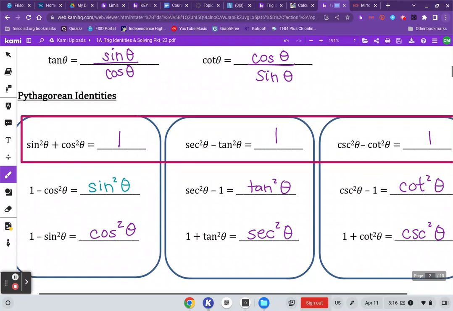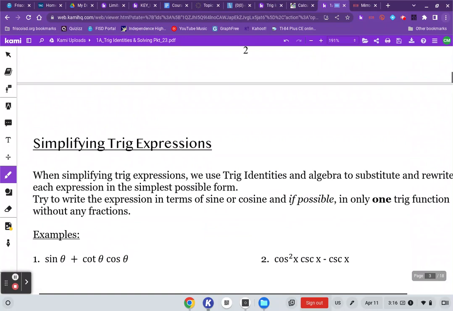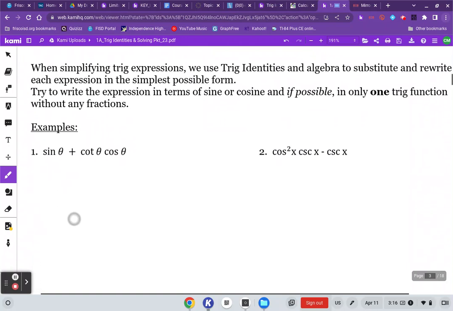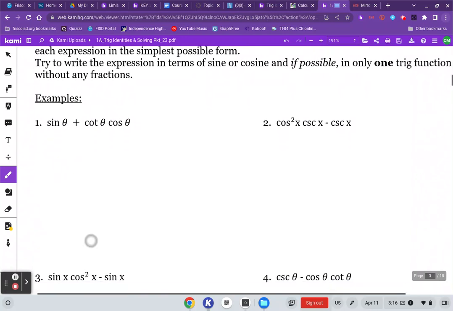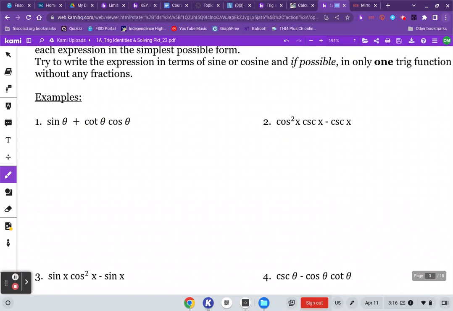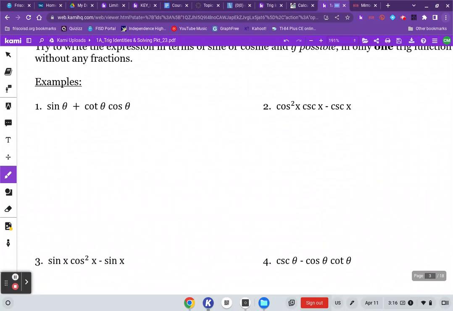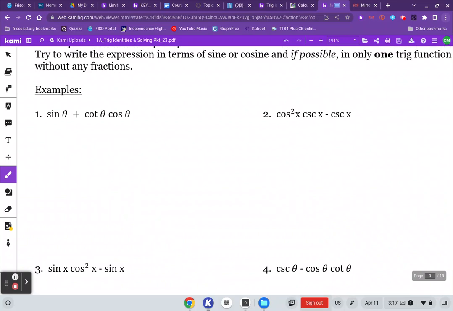Okay, so let's take a look at how we're going to put these to use. We're going to move to the next page and take a look at number 2. Number 2, cosine squared of x times, you don't see anything there, but that is a multiplication between those two. So cosine squared of x is being multiplied by cosecant of x, and then subtract another cosecant of x.